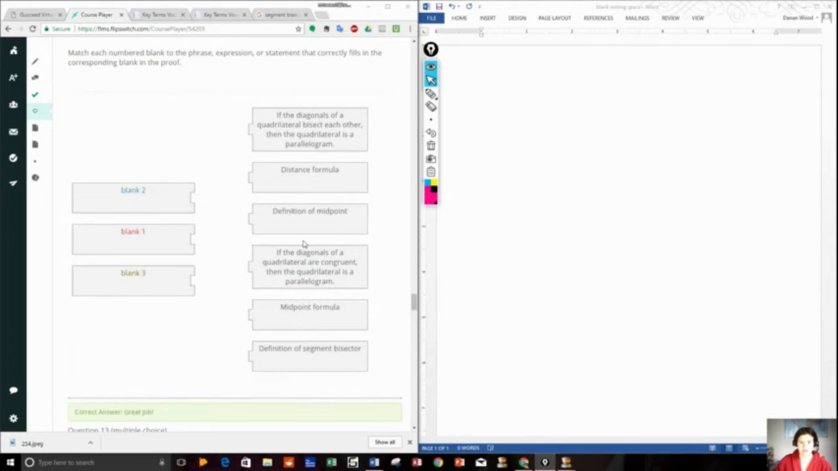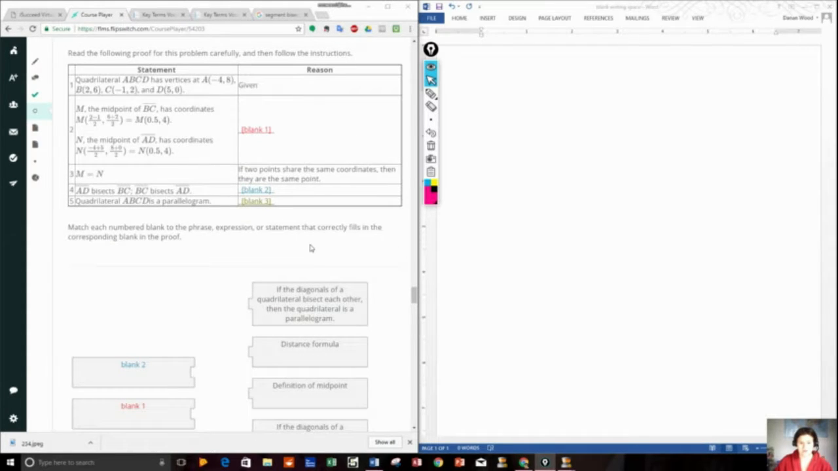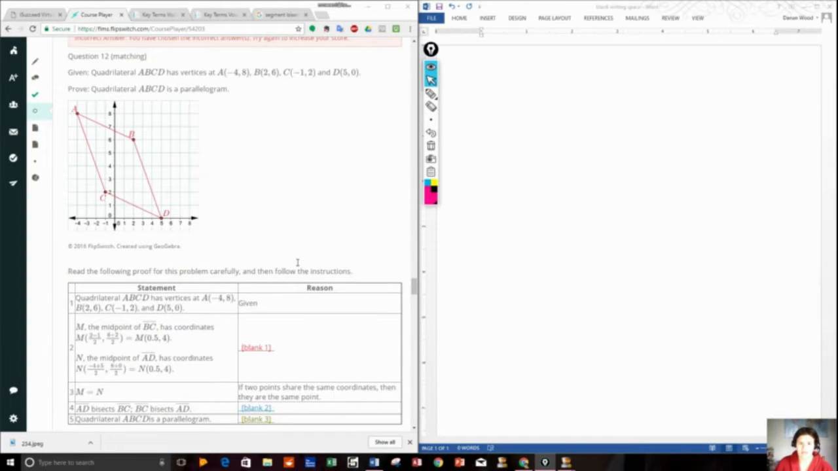Let's move right along. I'm trying to do as many proofs as possible because I find that those are the hardest ones. So we'll try question 12. Quadrilateral ABCD has vertices at A -4, 8, B 2, 6, C -1, 2, and D 5, 0. Prove that quadrilateral ABCD is a parallelogram.